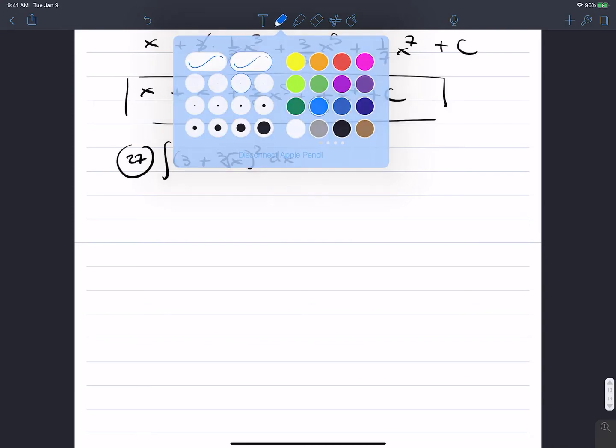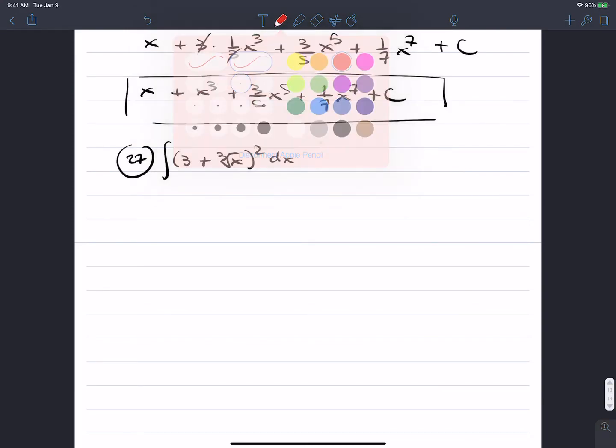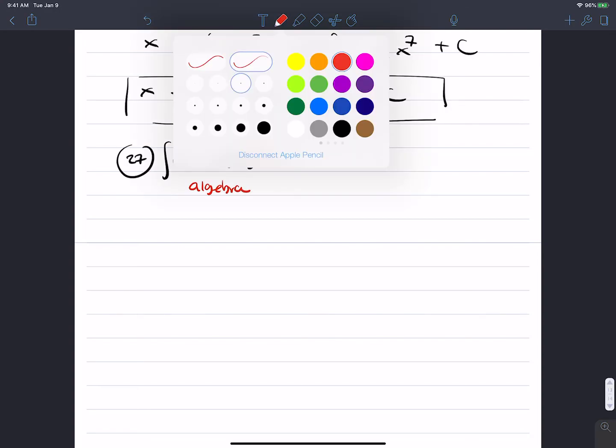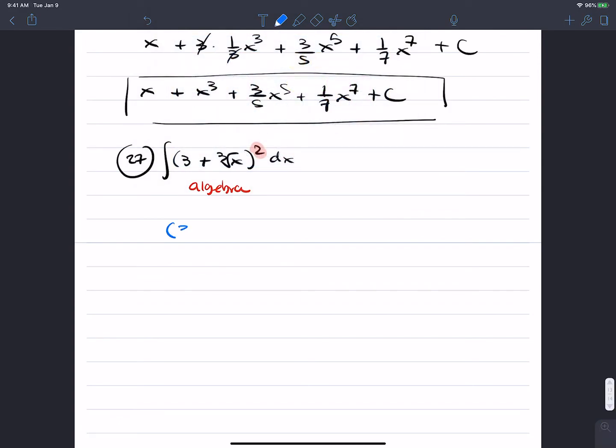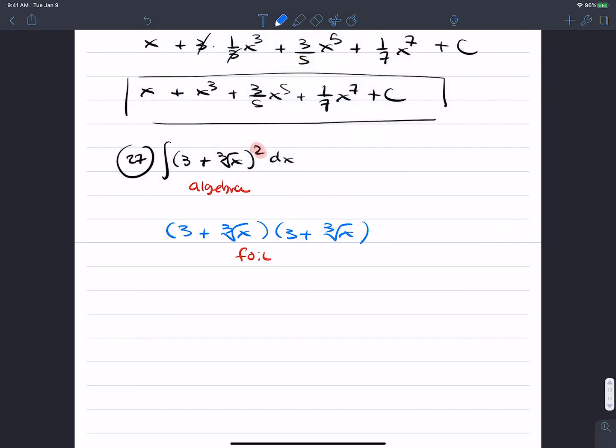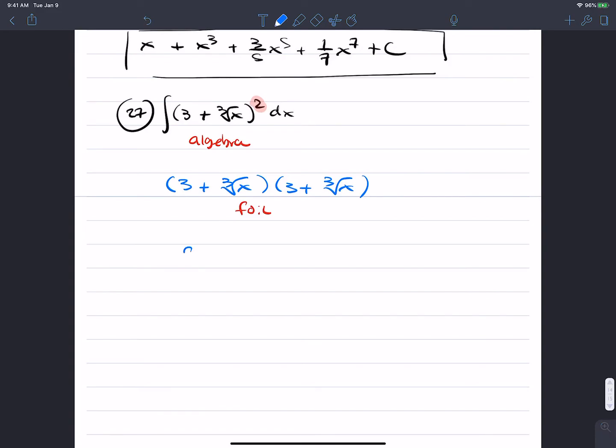So we have some algebra to use here. So let's write that down. Now remember, your power here is 2. So that means we have 3 plus the cube root of x times another 3 plus the cube root of x. So by FOIL, we end up with first terms, 3 times 3, which is 9.